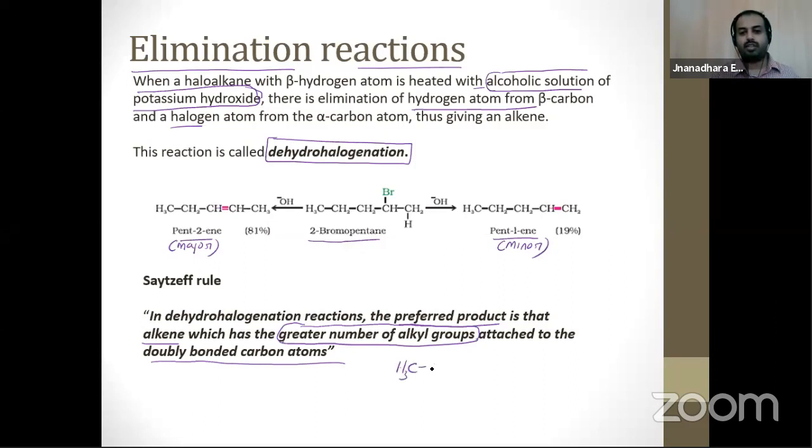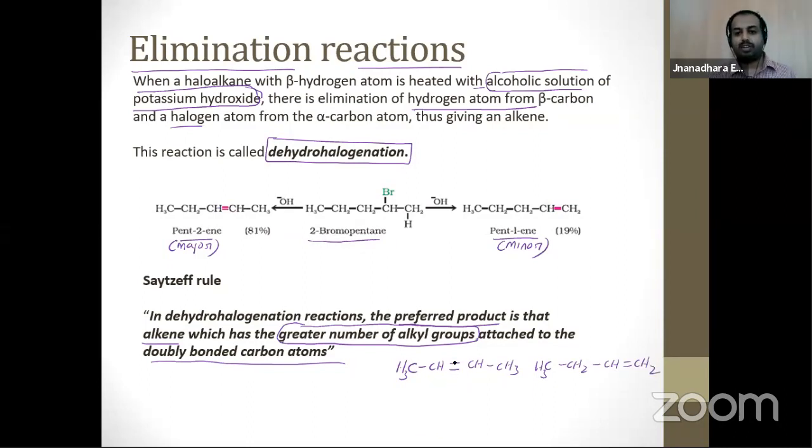CH3, CH, double bond CH, CH3. This is but-2-ene and this is but-1-ene: CH3, CH2, CH double bond CH2.